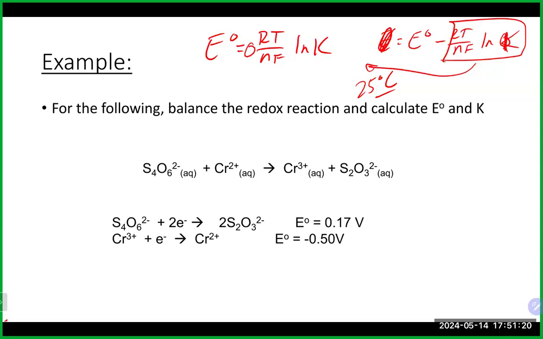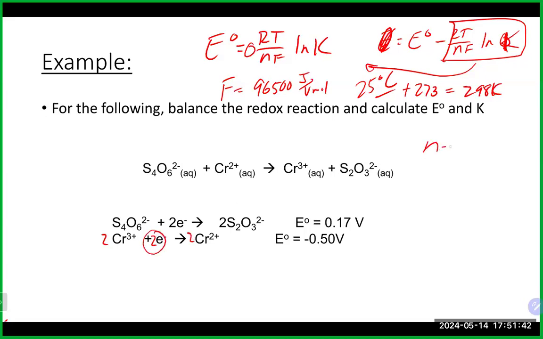So obviously our temperature, not 273 but 298. Our Faraday's constant, 96,500, I think we've been using. And in this case, if we look at it, we do need probably a couple of electrons there.